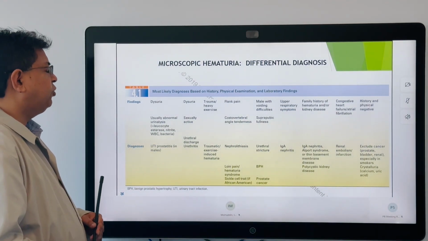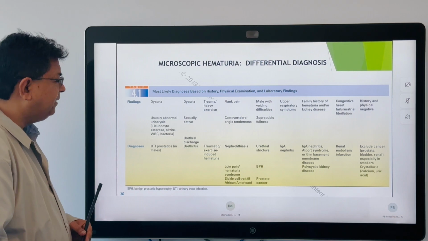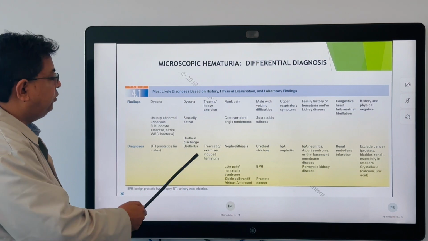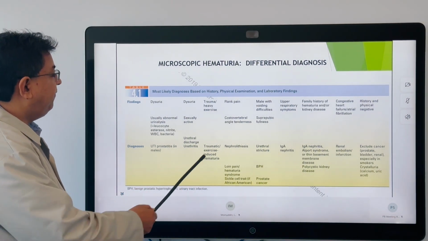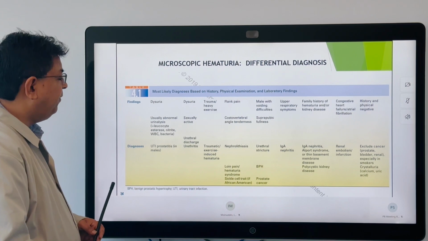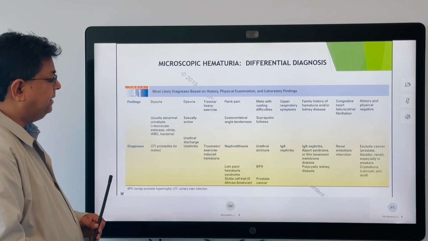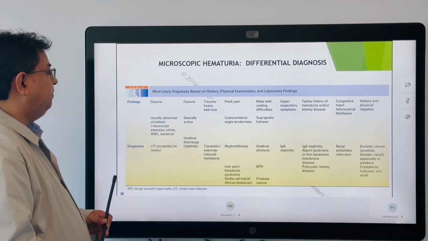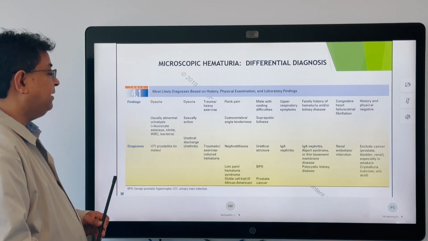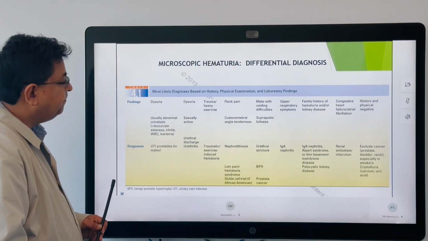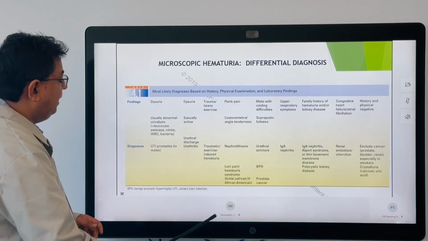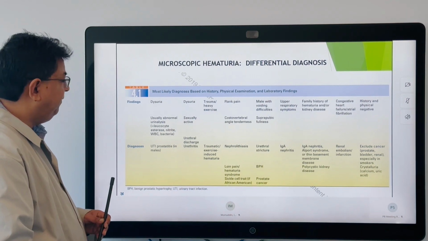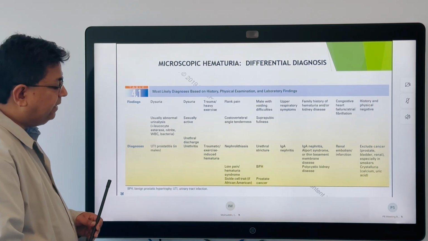So let's talk about microscopic hematuria. The typical differential starts with urinary tract infection, urethritis, trauma, exercise, nephrolithiasis, and if you have abdominal pain which is not otherwise explained, then you can consider loin pain hematuria syndrome. Microscopic hematuria is frequently seen in sickle cell trait if they're African American. Urethral stricture, benign prostatic hyperplasia, prostate cancer, and IgA nephropathy should be considered, and we will discuss that in glomerulonephritis.